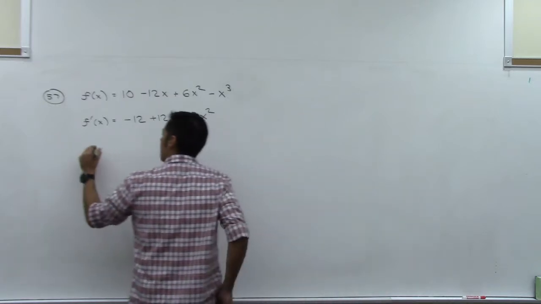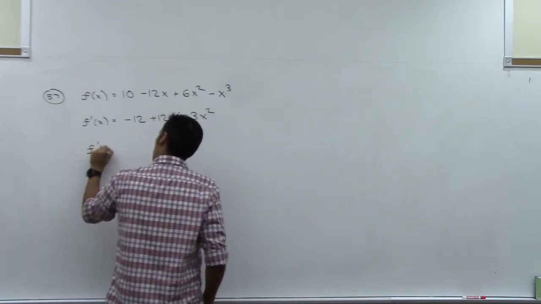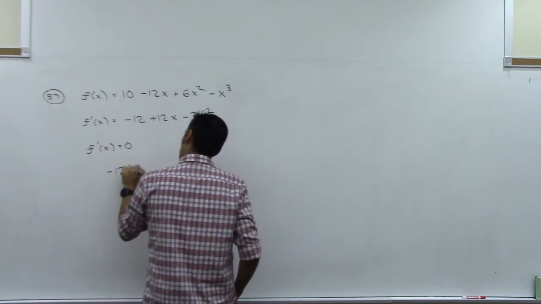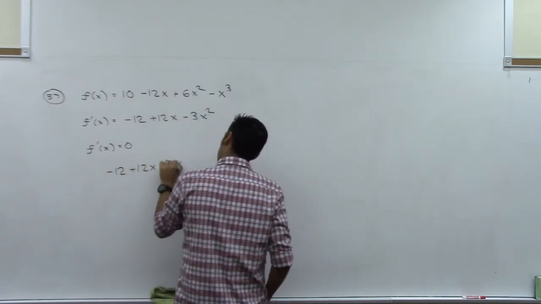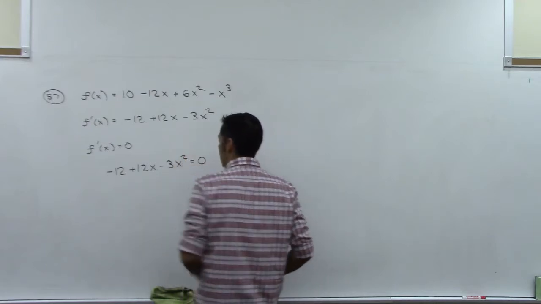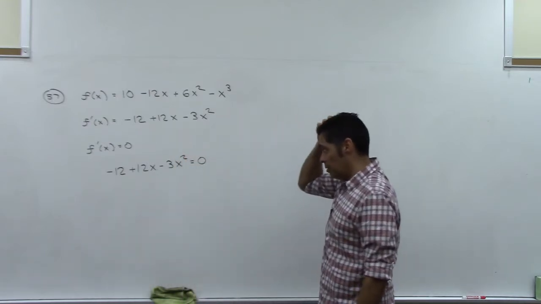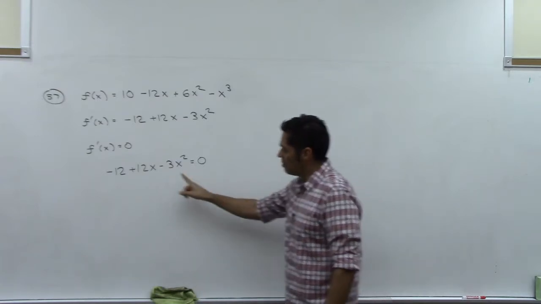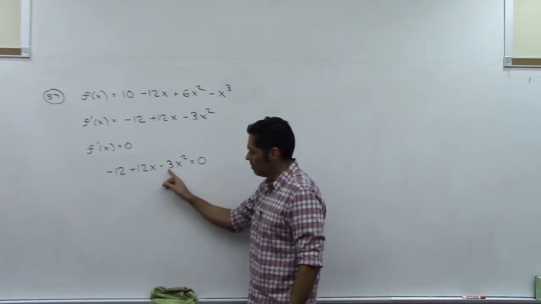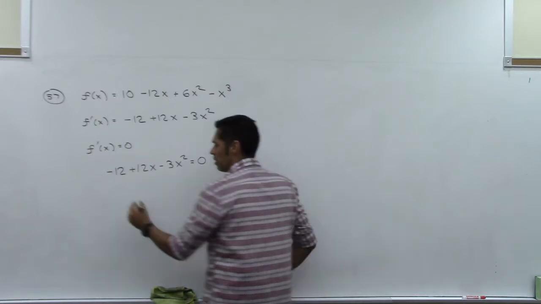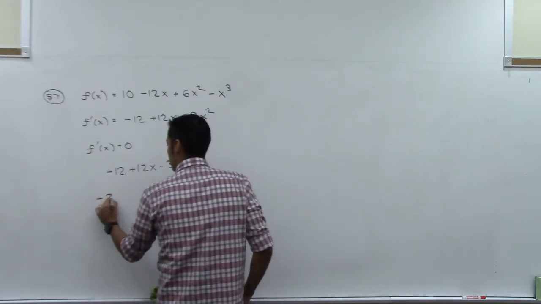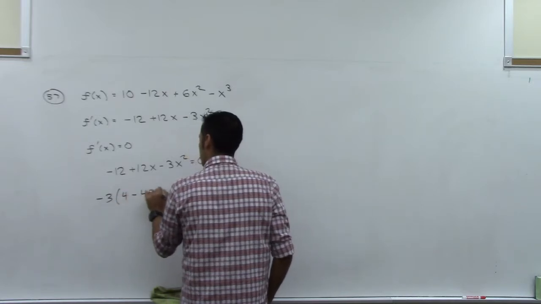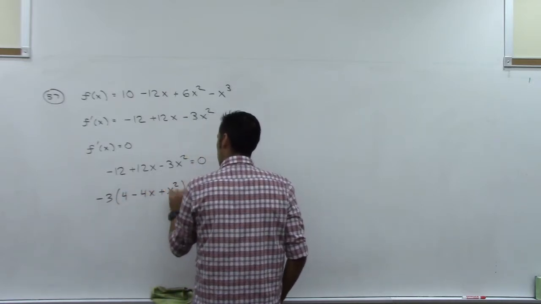Right, so I'm going to take this derivative equal to 0. So I'm going to take negative 12 plus 12x minus 3x squared, set it to 0. Now, this is a quadratic, so we could solve this many different ways. What I'm going to do, because there's a negative in front here, is notice I can pull out a common factor. I'm going to pull out a negative 3, and that's going to leave me with 4 minus 4x plus x squared equals 0.